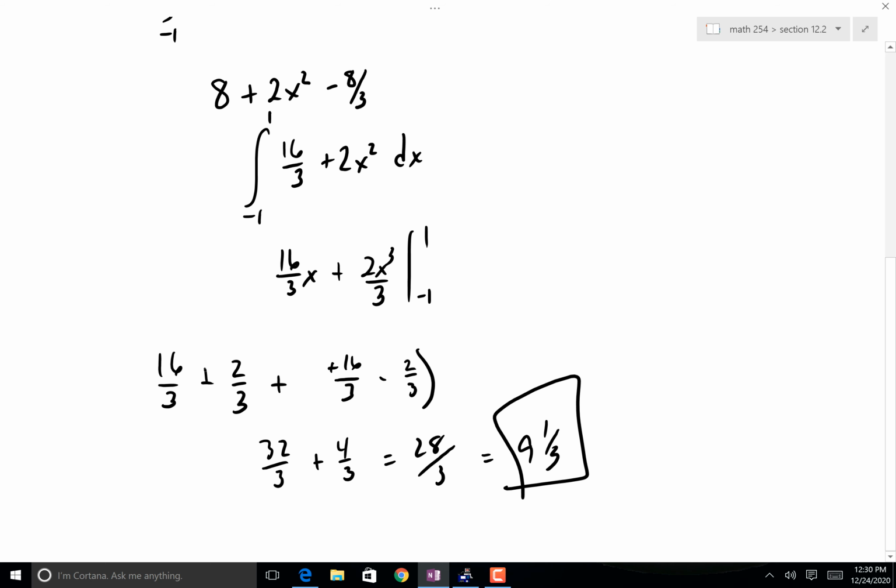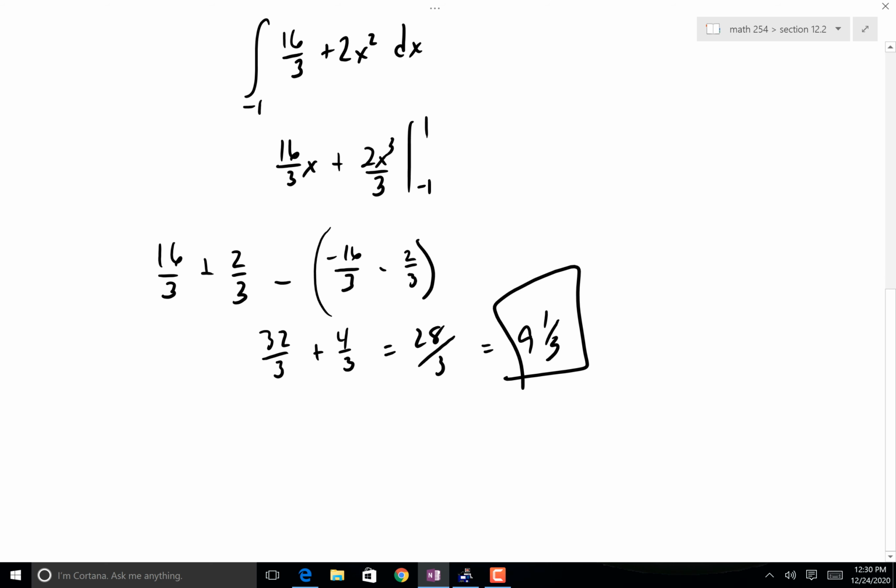There you go. Those would have all been positive. This would have been like so, like that. And this would have been negative. Then they would have all been positive. Then I would have got 36/3, which is 12. Again, reason number 8,000,000 why I like calculators.